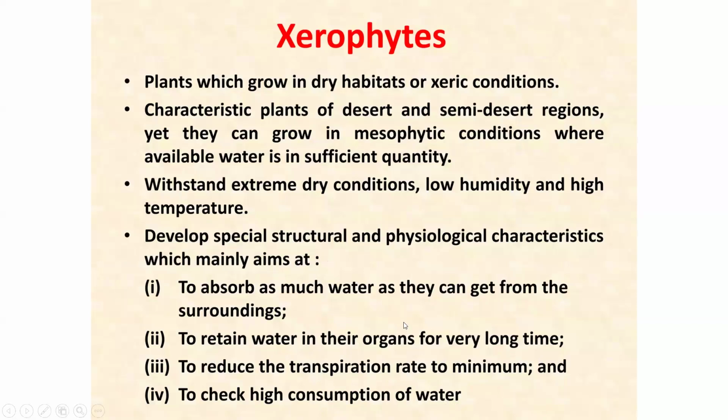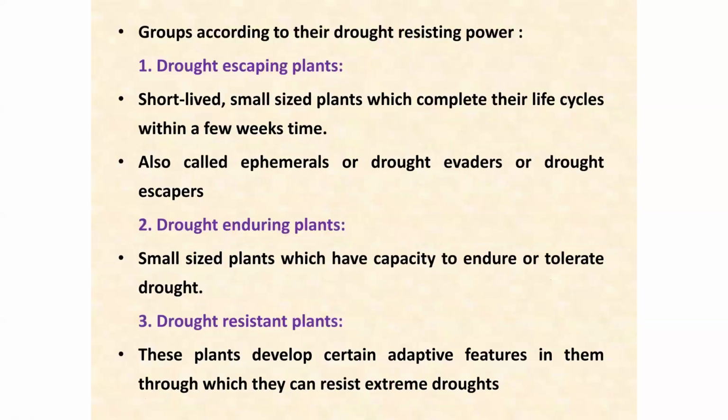So when water is available, these xerophytic plants store it in their tissues or organs like leaf or stem, and they also reduce the transpiration rate to a minimum, otherwise the water will evaporate. These are some of the main aims of xerophytes. Xerophytic plants are classified into three types: drought escaping plants, drought enduring plants, and drought resistant plants.